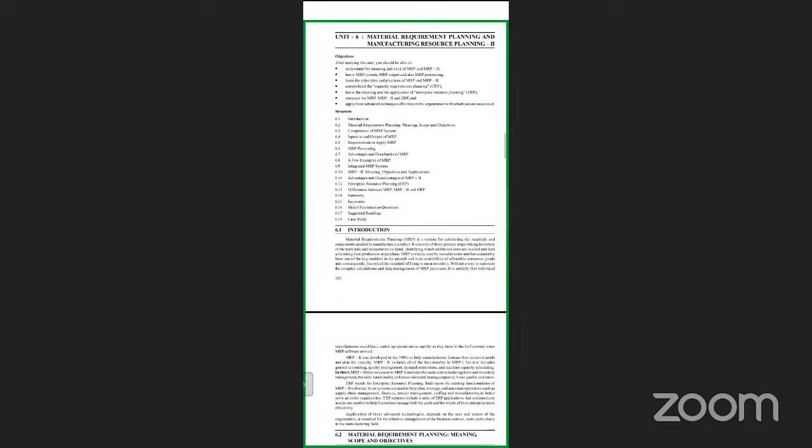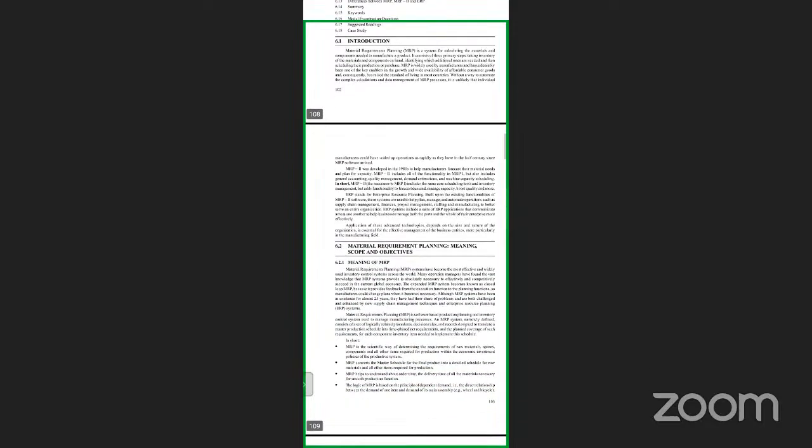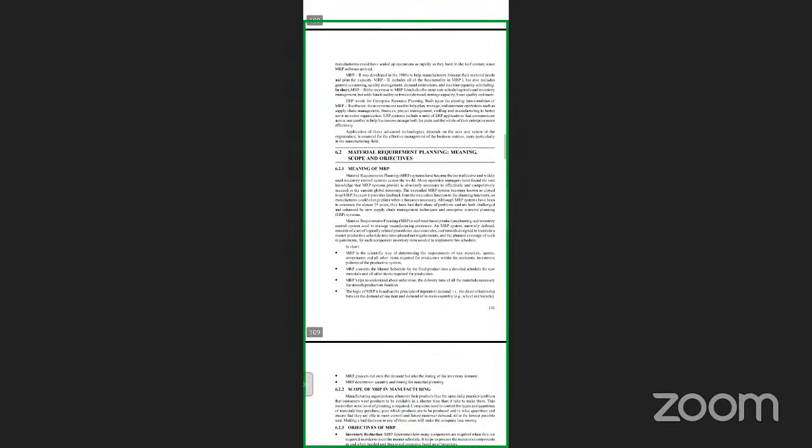So in order to have this material, how do we get that? How do we schedule the production and purchase? How do we identify what are the additional ones that are needed for the production? And what are the materials and components that will go into the production? That all will be understood here. So if you just look at here, material requirement planning, that is meaning, scope, and objectives.